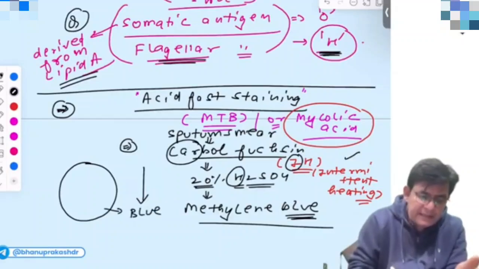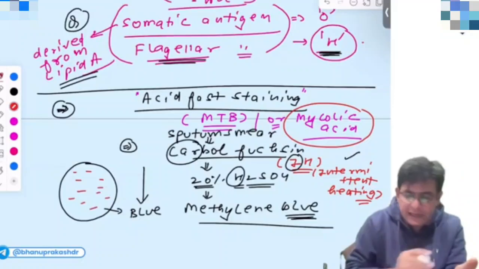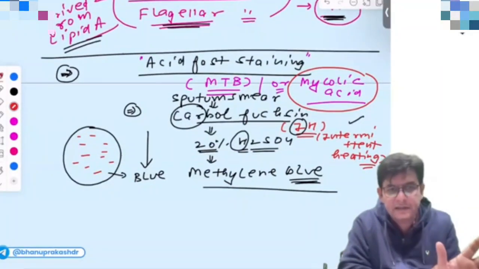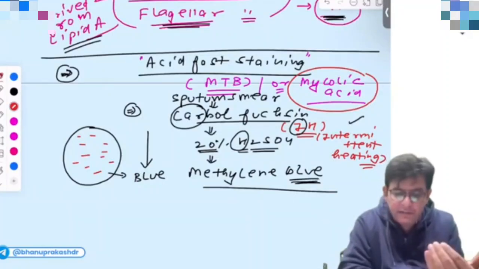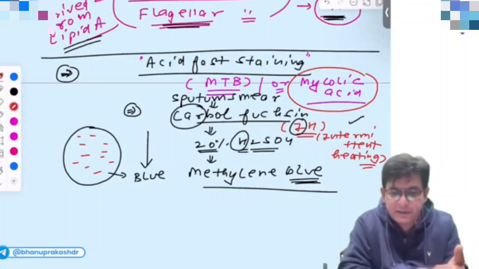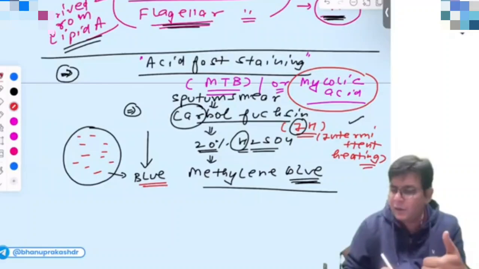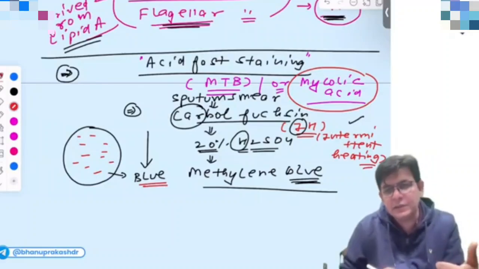Blue, and against that background, pinkish to reddish color acid fast bacilli. That is how to identify, in the exam, that you're dealing with acid fast staining rather than gram staining. The acid fast staining hack is to see the background. If the background is blue, and against that you are seeing a pinkish to reddish thing, that is Zn staining, or acid fast staining.